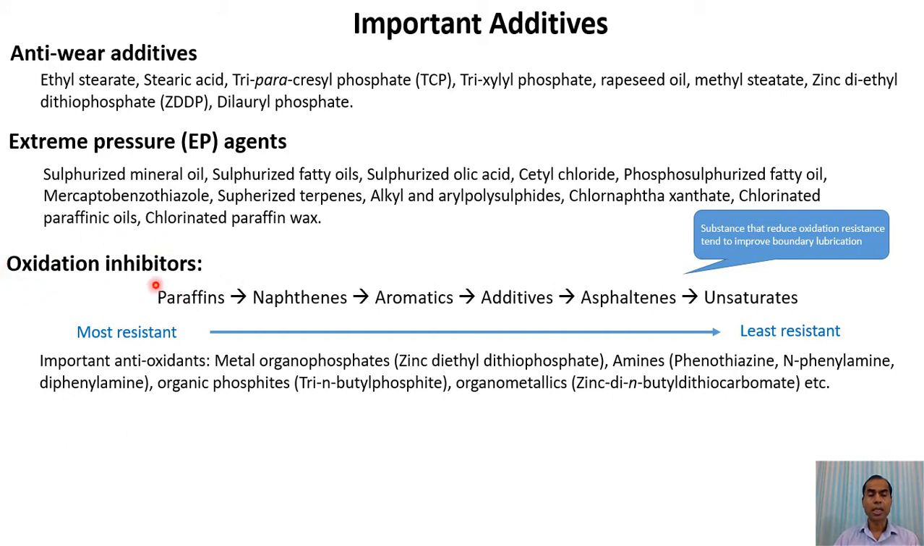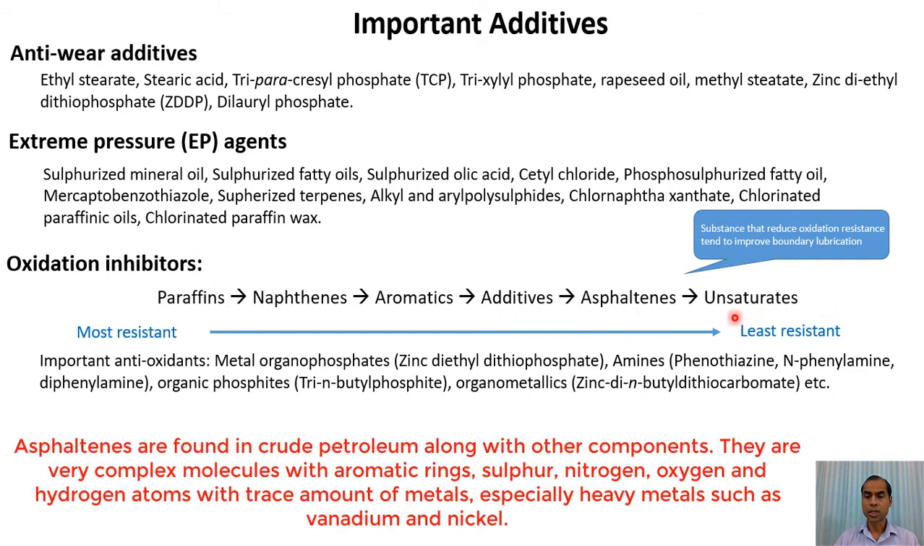The other important additive is oxidation inhibitors. Oil inside an engine or any application comes in contact with air and oxygen, and therefore under high pressure and temperature the molecules are prone to get oxidized, and once the molecules get oxidized, basically they lose the lubricating property. So this is the order in which we will see the oxidation resistance. Paraffins are most resistant, then naphthenes, aromatics, other additives, asphaltenes, and unsaturates. So the unsaturates are least resistant.